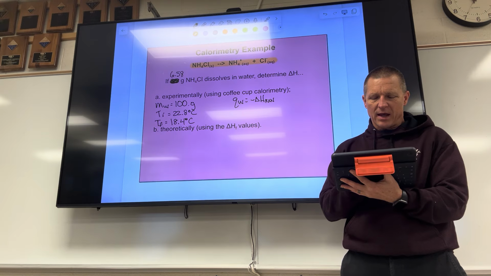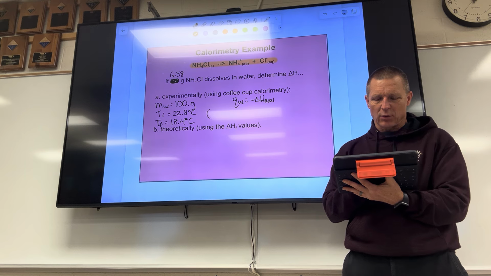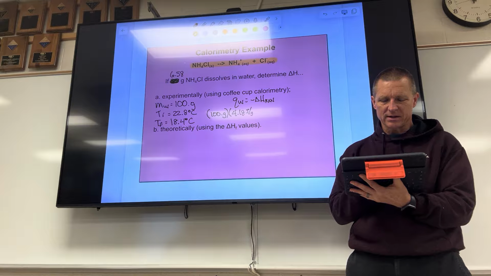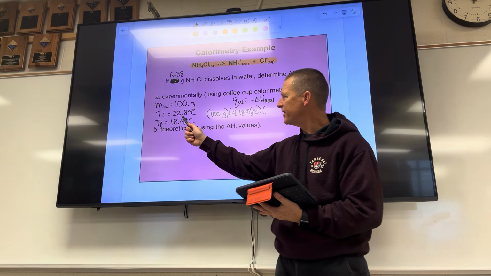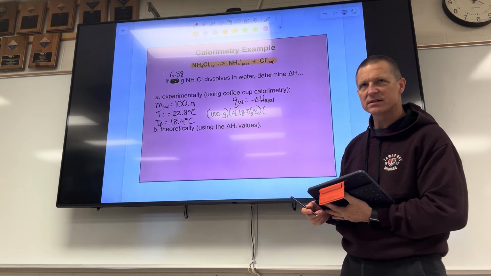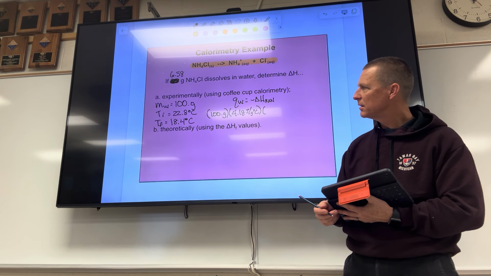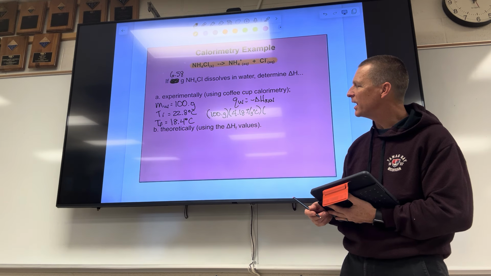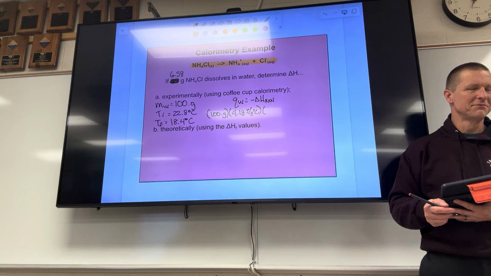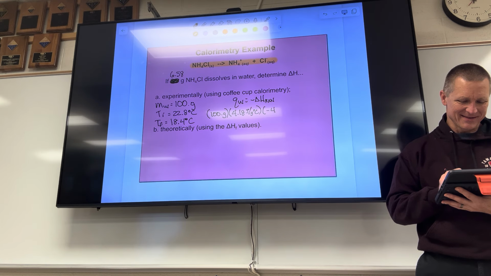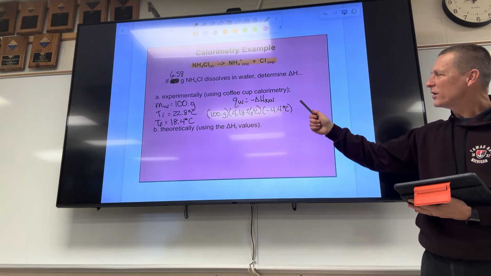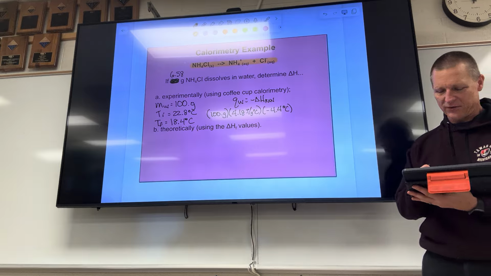Q of the water would be MC delta T. So the mass of the water was 100 grams. Specific heat of water is 4.18 joules per gram degree Celsius. Delta T of the water is that minus that, which is negative. Is that 3.6? Negative 3.6? No, it's not. It's 4.4. It's negative 4.4. Okay. So the water did lose heat. Its Q is going to be negative, and let's go ahead and calculate.